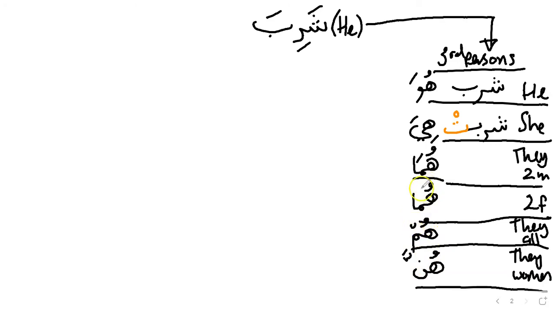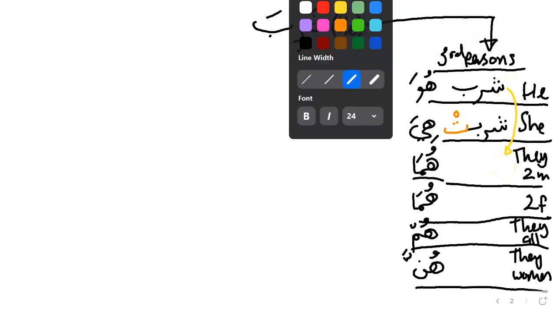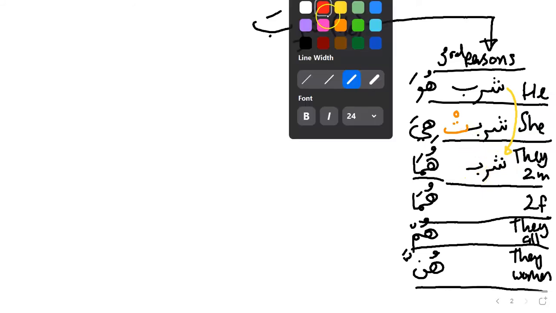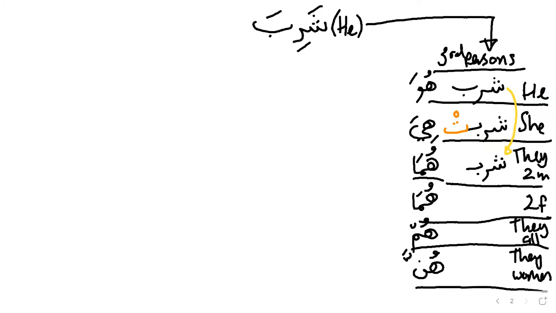For the dual, males, you take the original word and you add in an alif, remember, to show dual. The original word, sharib, and you put in the alif. Let me show the changes here in red. This alif is called the alif of duality. Remember last year I mentioned the alif of duality, the alif that shows there are two of them.